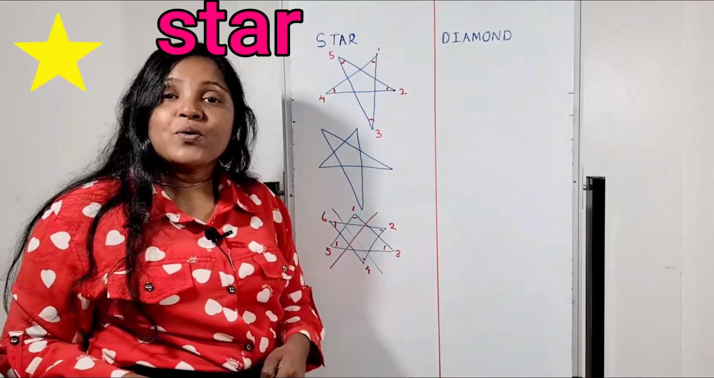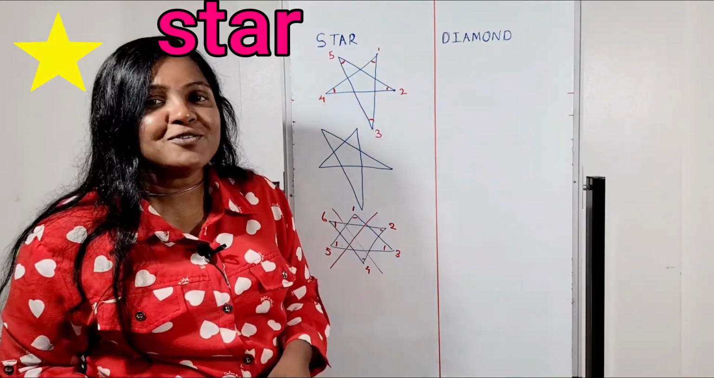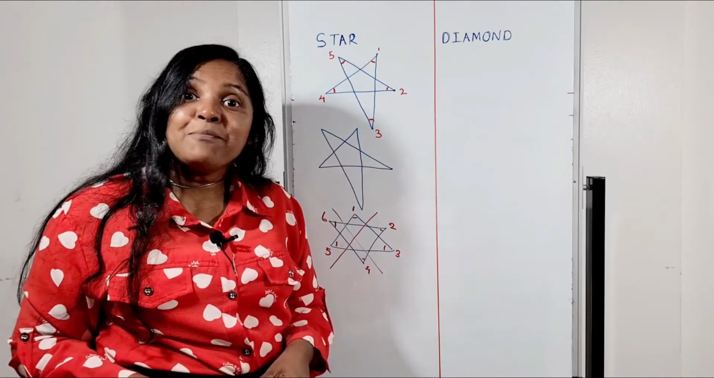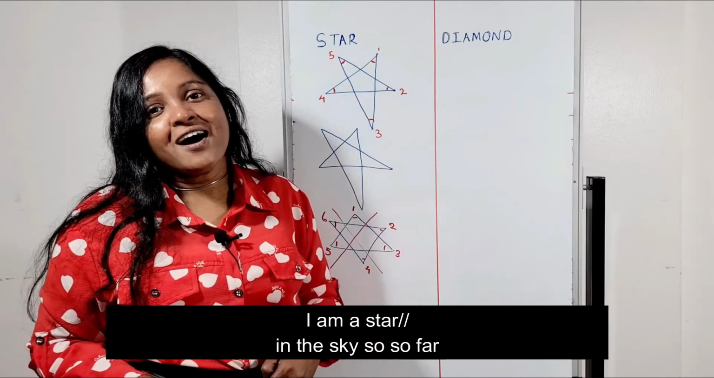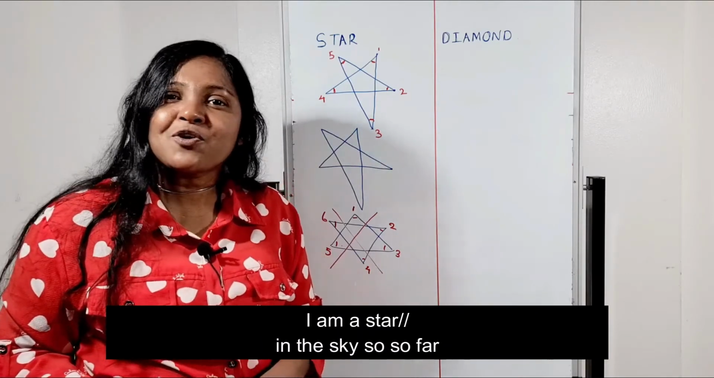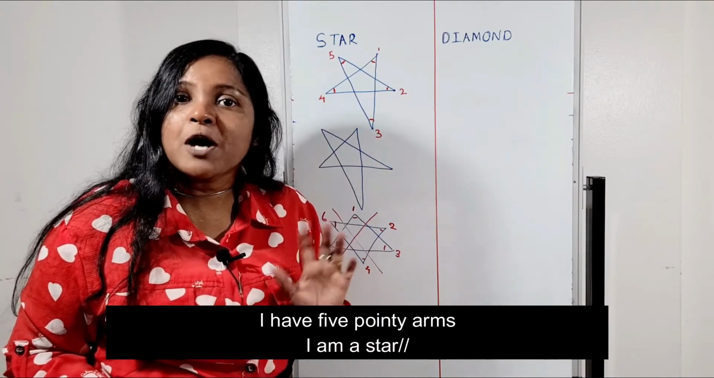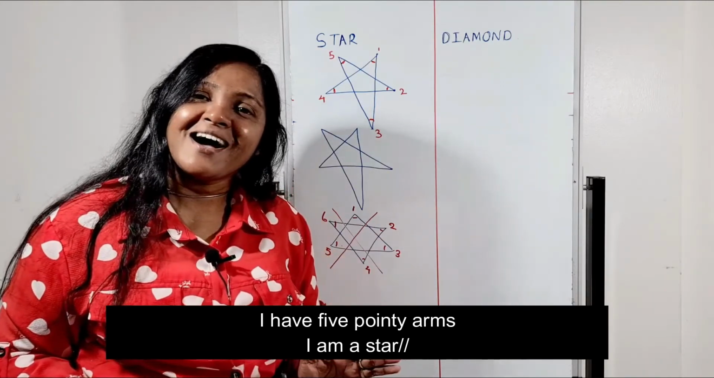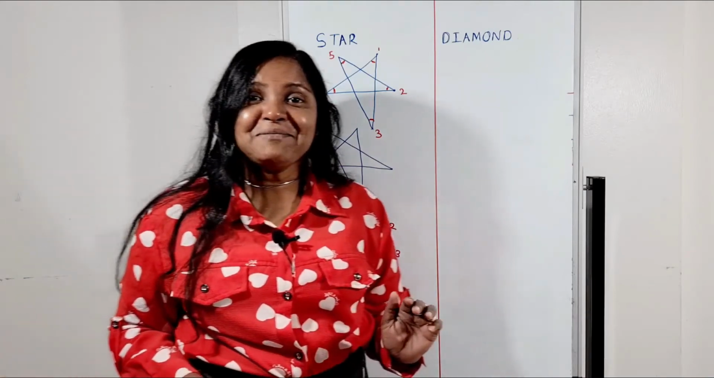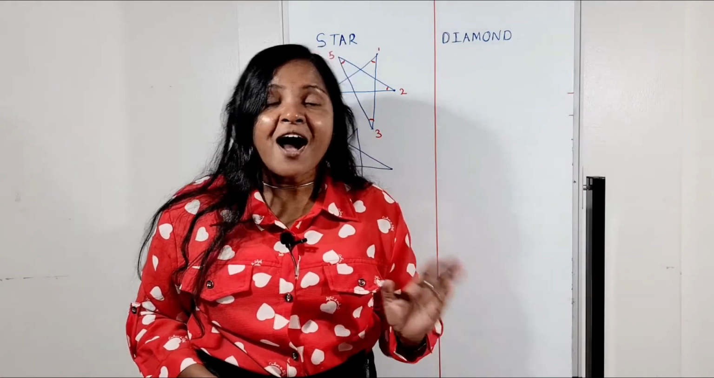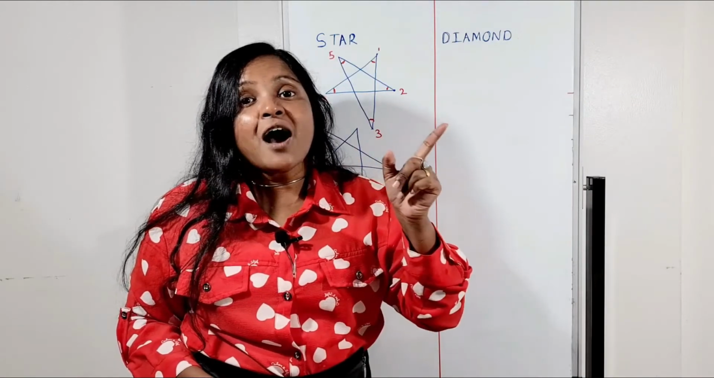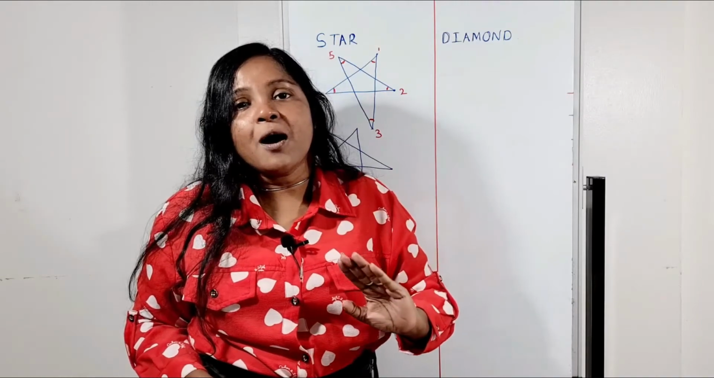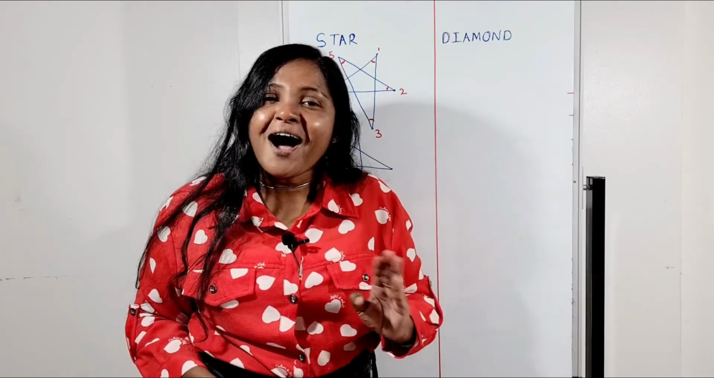Now, I am going to sing a song about star. I'm a star, in the sky so far. I have 5 pointy arms. I'm a star. One more time. I'm a star, in the sky so far. I have 5 pointy arms. I'm a star.